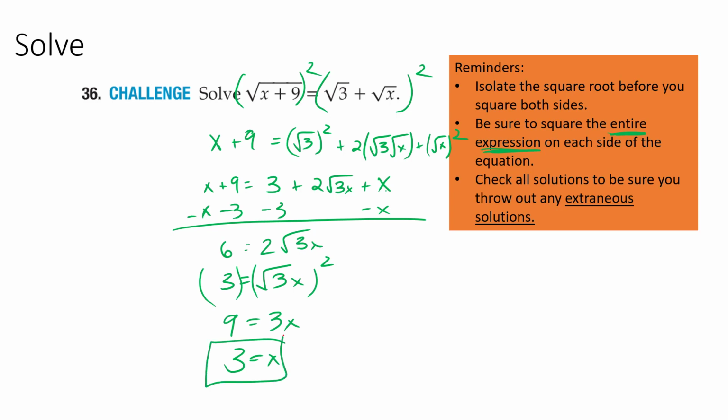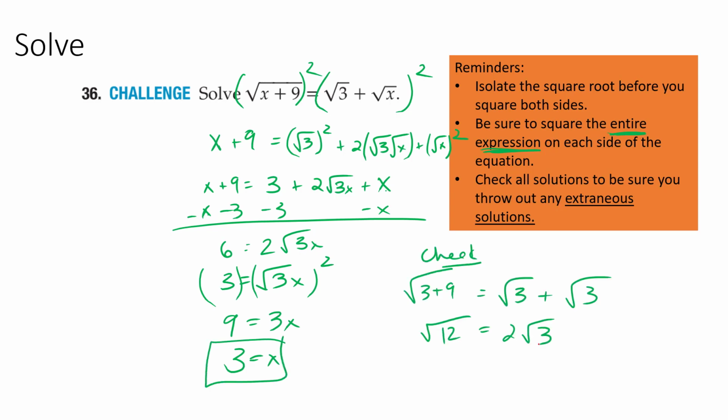All right, we better go ahead and make sure that really works and check it out. They look exactly the same, but we've got to simplify here. The square root of 12 is the square root of 4 times the square root of 3. So 2 root 3 equals 2 root 3, and we're good.